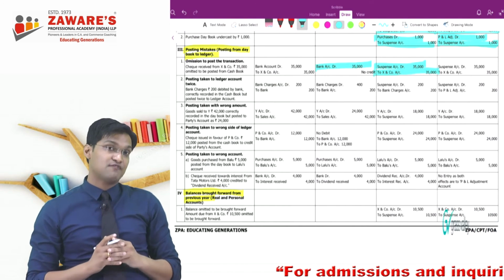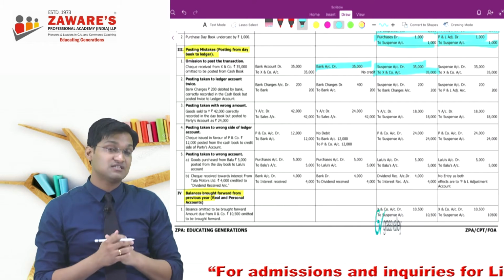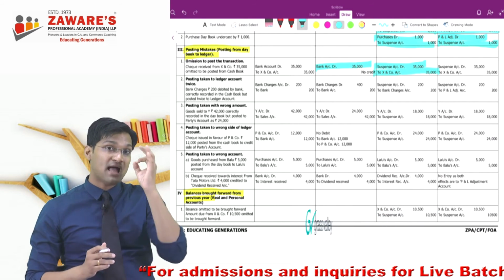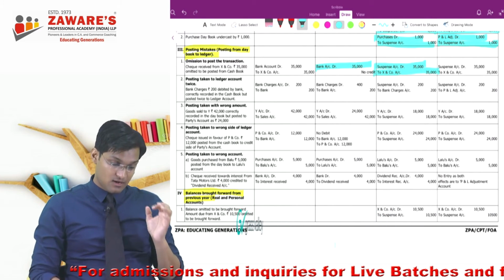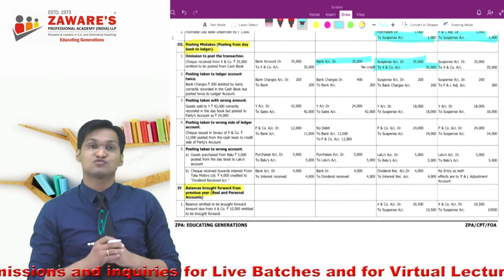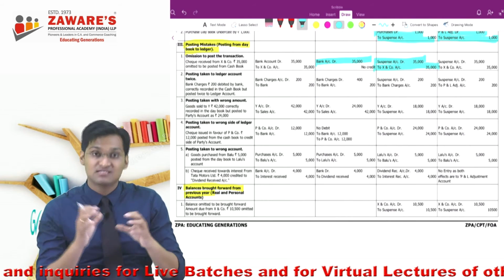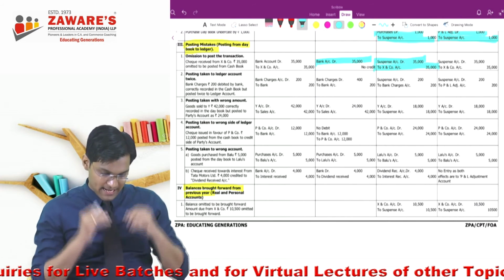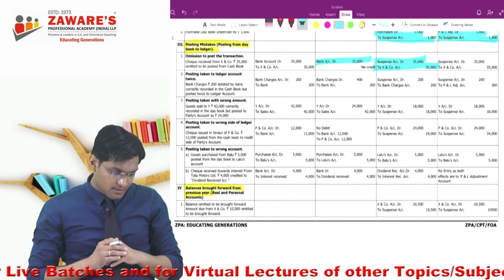Now this error, if rectified in the subsequent year, bank charges account being the nominal account will be replaced with which account? Profit and loss adjustment account. So your entry will become suspense account debit to profit and loss adjustment account credit.